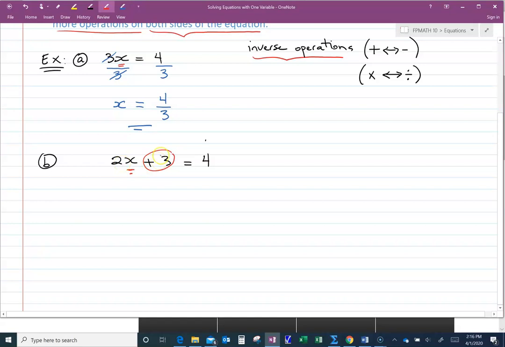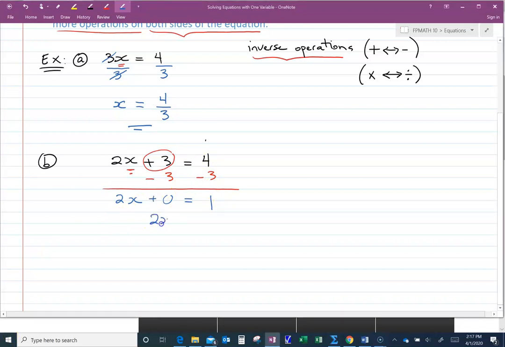That's a plus 3. The inverse operation of a plus is negative or minus. So subtract 3 from both sides. Remember, whatever you do to one side, you have to do to the other side. And then what we will get is 2x equals 1, because 3 minus 3 is 0, and then 4 minus 3 is 1.